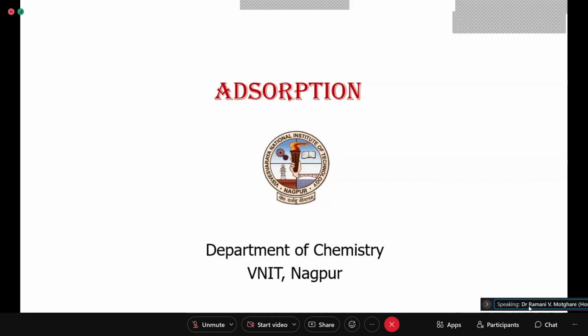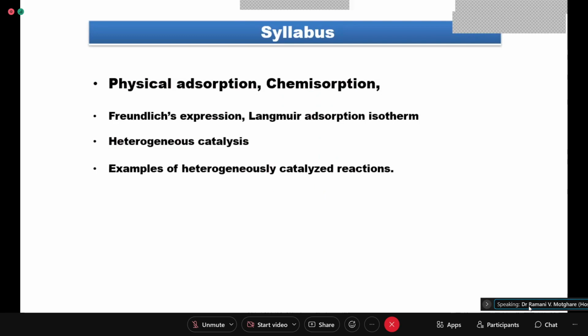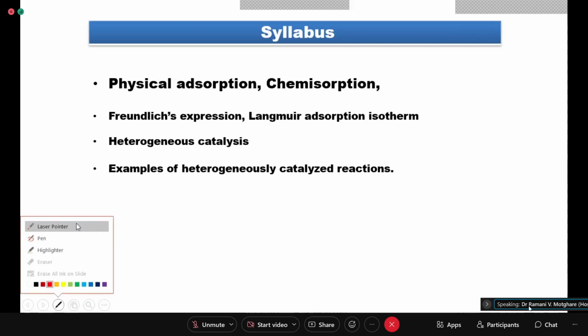Adsorption and kinetics are both topics from chemistry which you have already studied, right? So what is adsorption? Adsorption is not a bulk phenomenon. It is a surface phenomenon. So what we are going to read in this particular topic under the head of adsorption: we will study what is physisorption, what is chemisorption, the Freundlich and Langmuir adsorption isotherms, heterogeneous catalysis a little bit, and the heterogeneously catalyzed reaction.